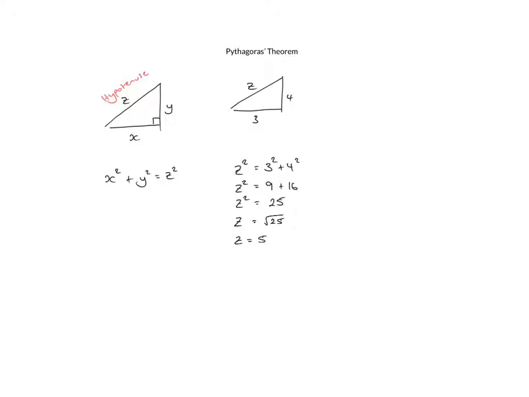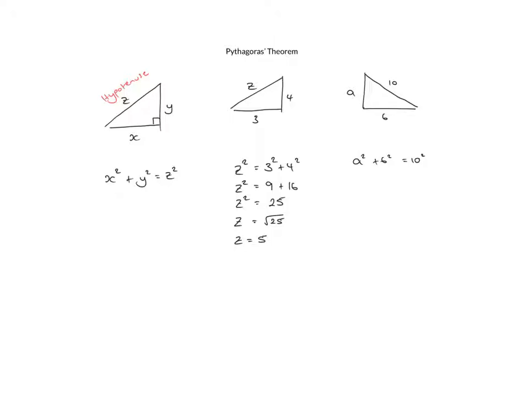Let's have a look at another example. Suppose in this example we know the longest side. So let's say this was 10. And we know that one of the other sides is 6. And I'm going to call this one a. So this time we can see that a squared plus 6 squared is equal to 10 squared.